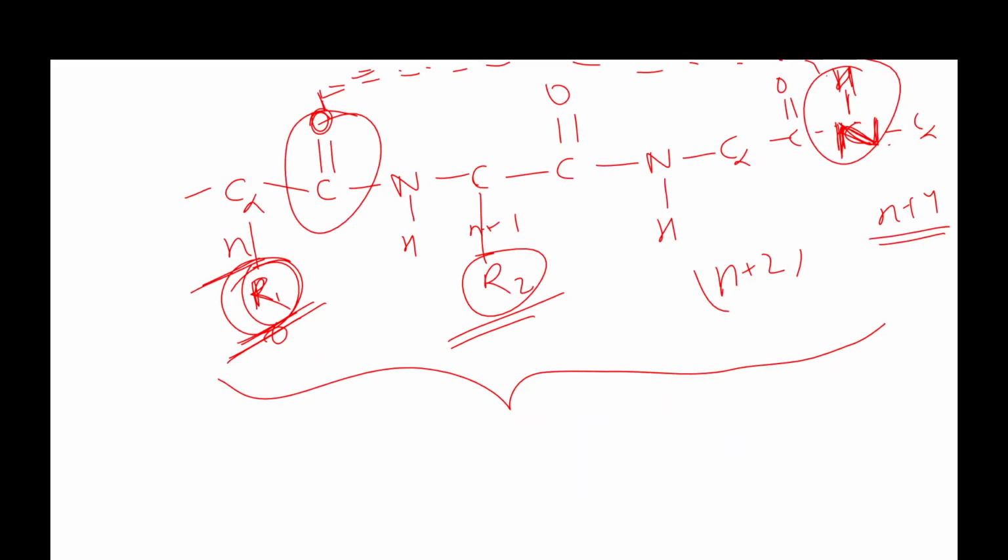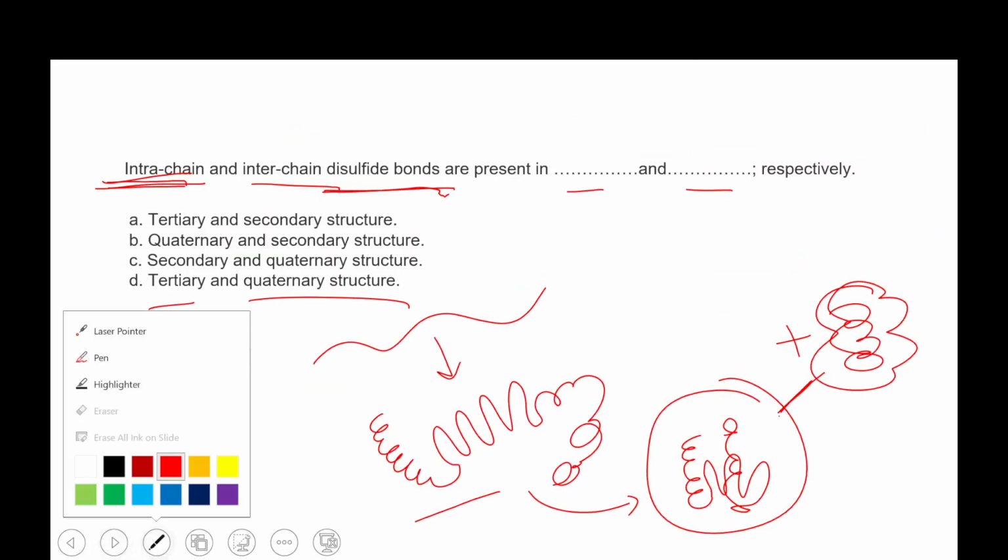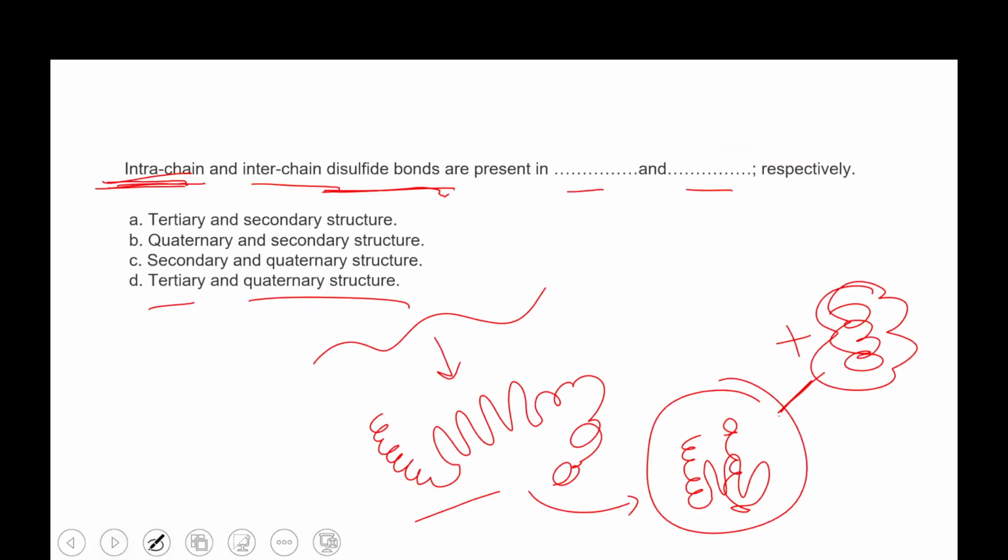So intrachain disulfide bonds will be found in the tertiary structure, and interchain disulfide bonds will be formed in the quaternary structure. So this will be the correct option.